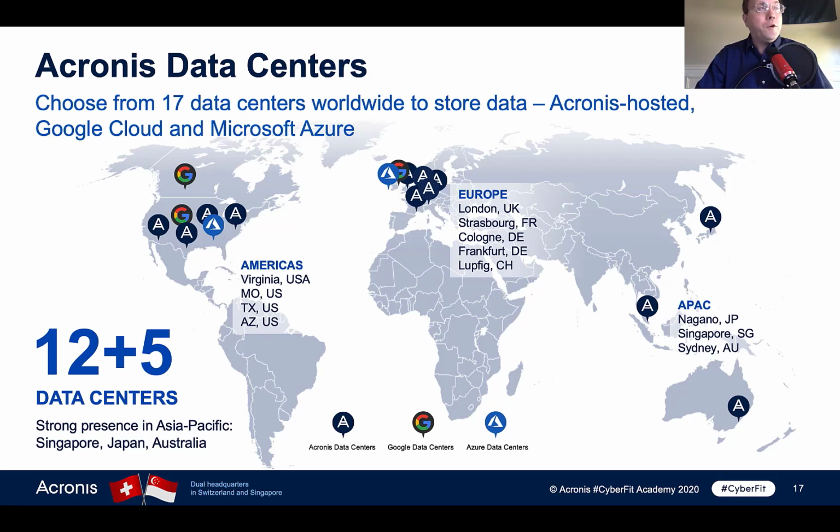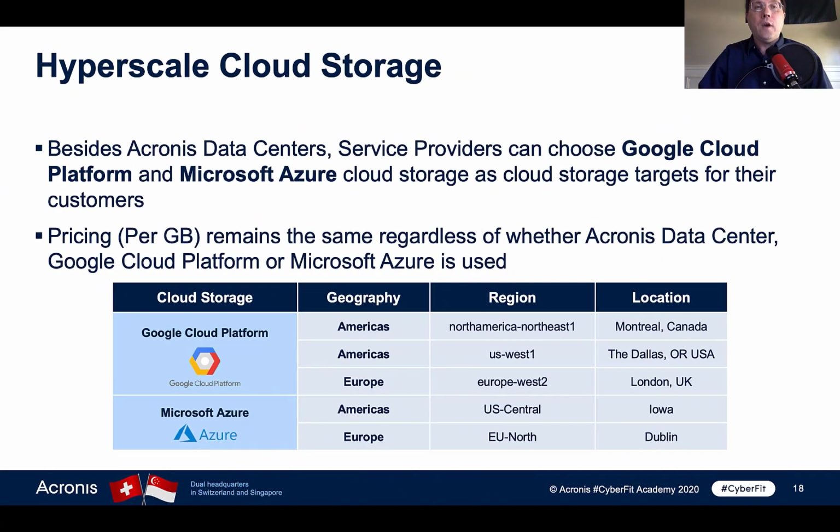We have 17 different Acronis data centers. 12 of those data centers are ones that we operate out of local data centers in those locations, but they are owned by us. We own all the equipment. We have all the management of it. We do everything. More recently, we have 5 new data centers that we've come on board with hyperscale cloud storage providers, including Google Cloud and Microsoft Azure. You'll notice that we have some broad geographic representation here, and we expect to increase the number of them.